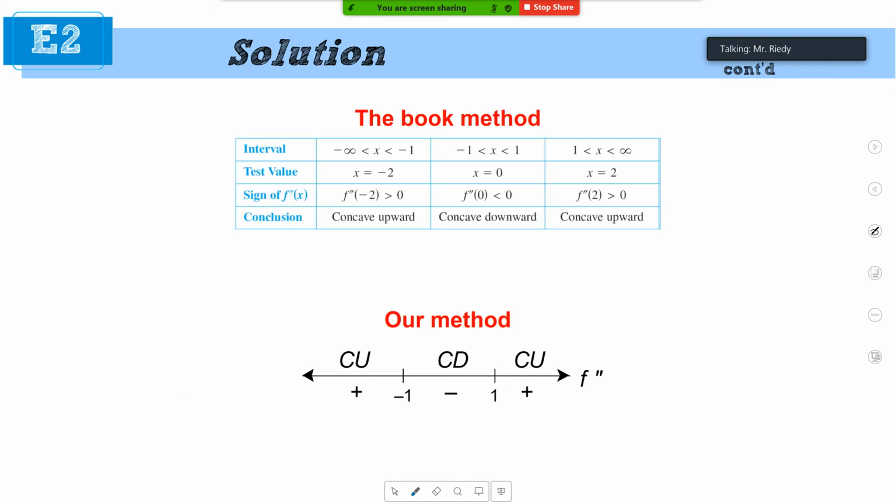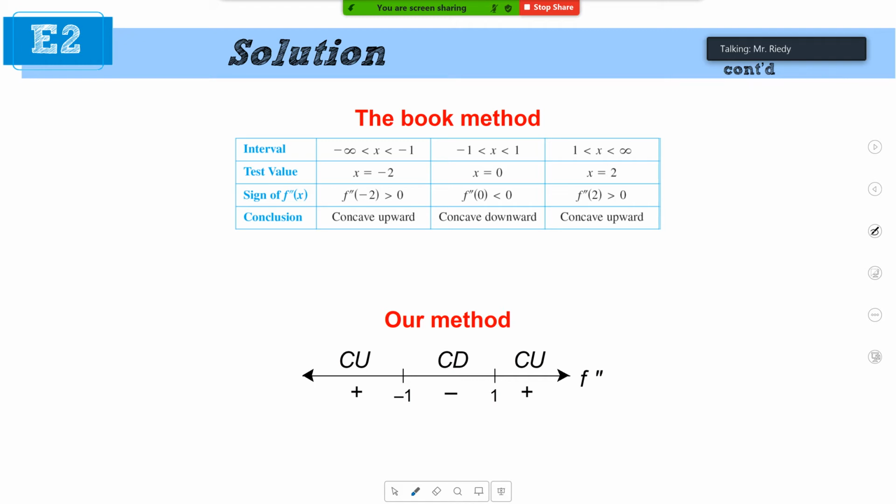Put those numbers on a number line. Test regions. The book is really big on making a chart. I'm not a chart fan. I like the number line method. Especially knowing where we're going, I find the number line method to be a lot easier. Okay? And then, of course, you should answer in interval notation.